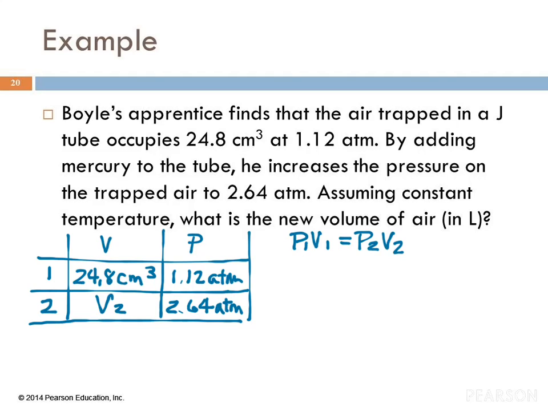So we want V2 by itself. We're going to divide this side by P2 so that we can make P2 go to the other side. So V2 equals P1 V1 over P2. If you have any dyslexic issues or tracking issues, be really careful, because it's so easy to mix up the ones and the twos. Okay, so just double check and make sure that you've got your ones and twos in the right places.